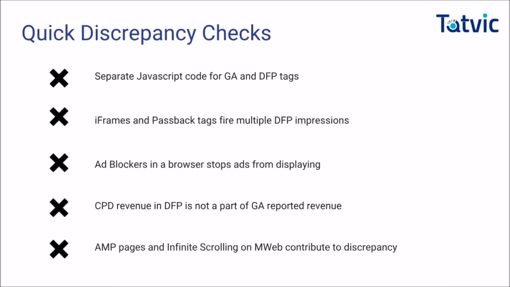If your revenue discrepancy is higher, and you just follow this slide, there is a point where it says CPD revenue in DFP is not part of the GA reported revenue. Everything that you do through direct sales deals is almost a manual entry into the DFP system, so it does not get reported into GA. So we need to exclude that when you are doing a comparison.